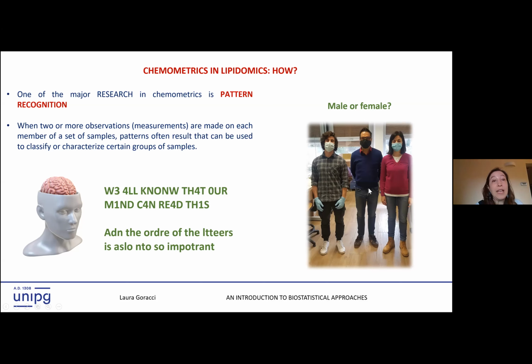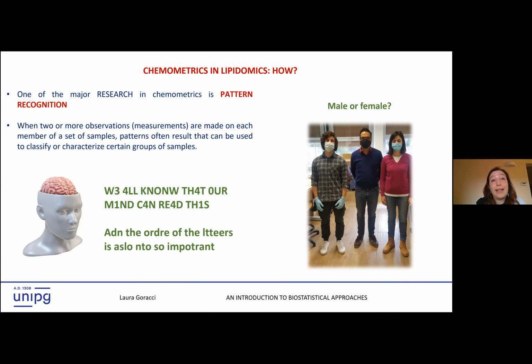Another example is here. Our brain, in images, is very good at understanding who is the female in this group. These are people from my group. They all wear jeans and they wear masks, but we still have the metrics to understand what is going on and who is the female.